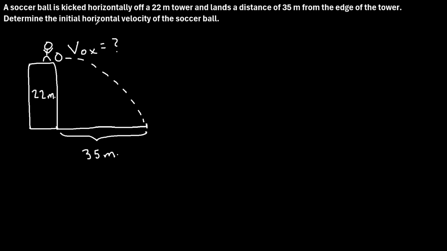This says, a soccer ball is kicked horizontally off a 22-meter tower and lands a distance of 35 meters from the edge of the tower. Determine the initial horizontal velocity of the soccer ball.